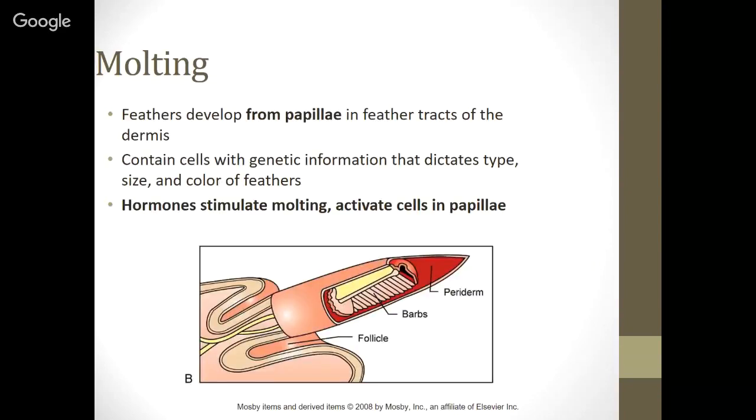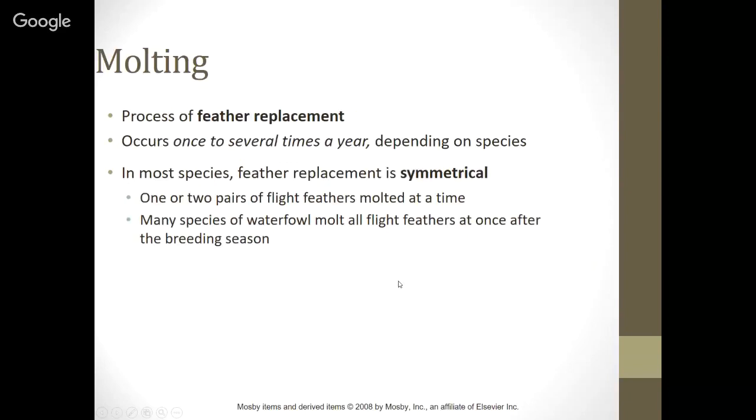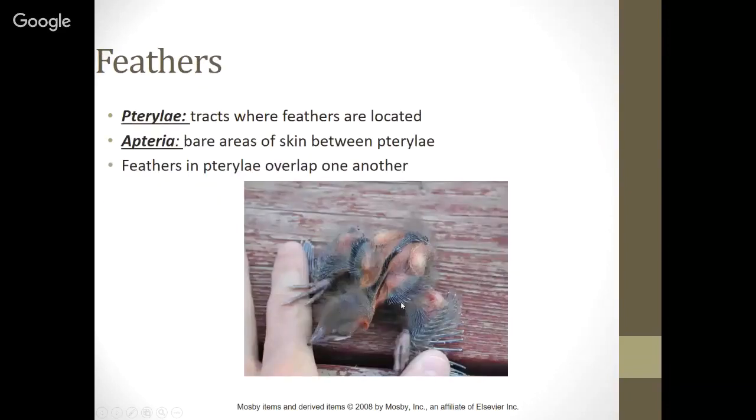Feathers develop from a papillae in feather tracts in the dermis, so it's very much like hair growing. They contain cells with genetic information that dictates the type, the size, and the color of the feathers. Hormones will stimulate molting and will activate those cells in the papillae, which will start to grow the feather. And you can see this baby feather in here. Here's the papillae. Here's the follicle around the papillae. This baby feather is within this periderm. If we go back to the picture of this little bird, you can see the periderm here. It is covering the feathers that are growing within it.